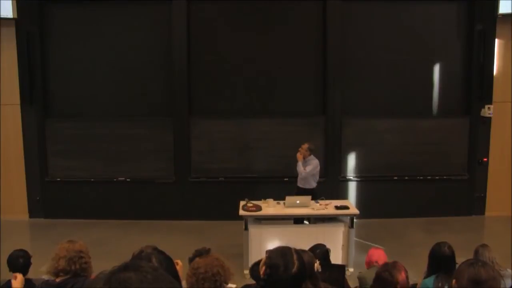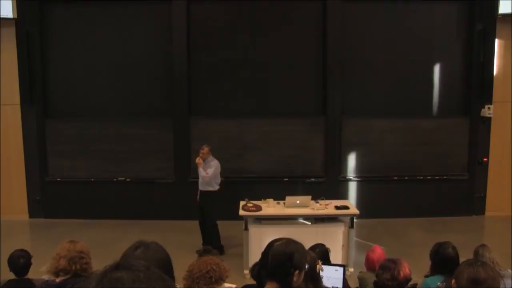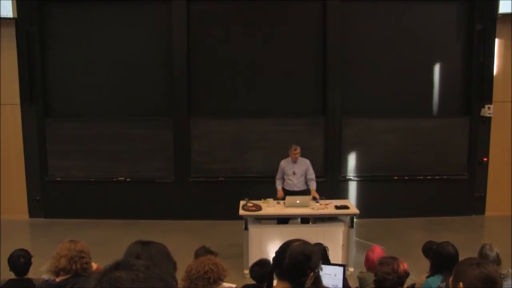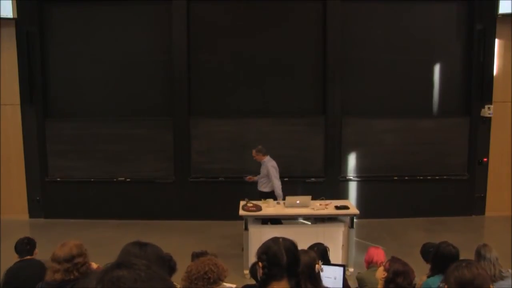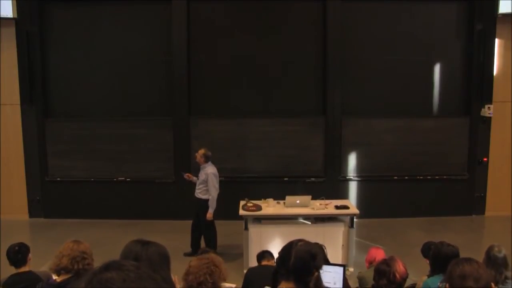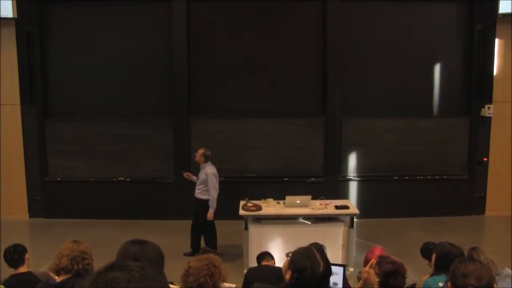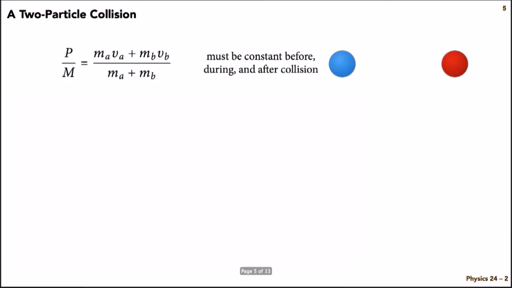So let's see how this works. So we have a collision. The momentum we have seen, this combination of m of the blue ball times its velocity plus m of the red ball times its velocity, we've seen that's conserved in the collision. So the top, the numerator here, the total momentum is a constant of the motion.